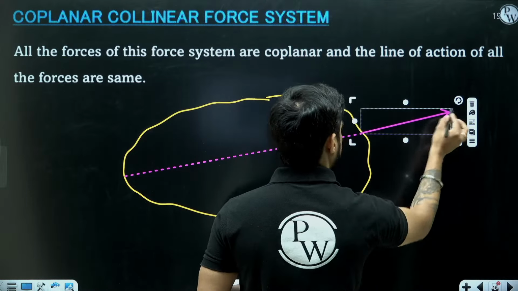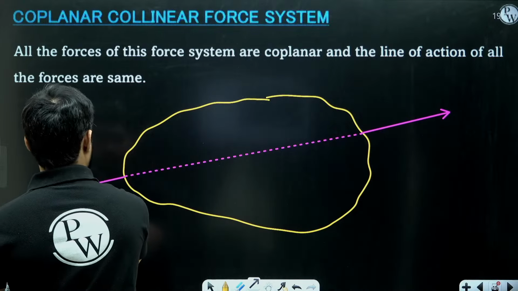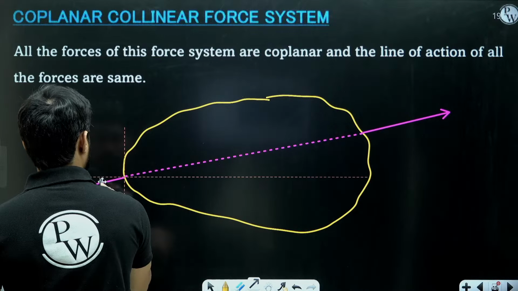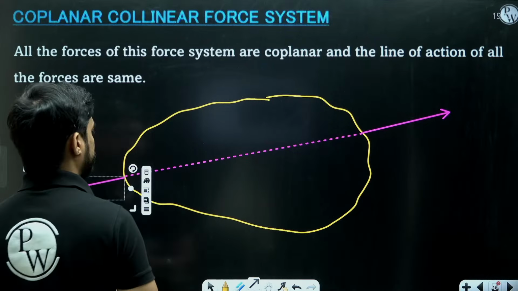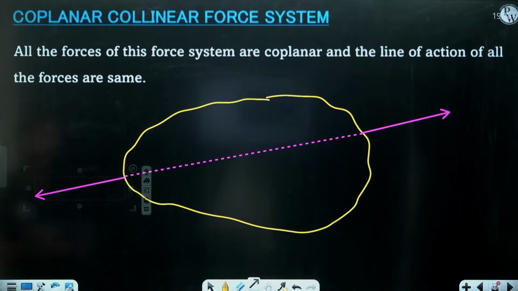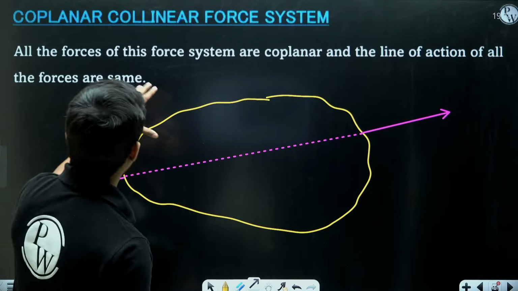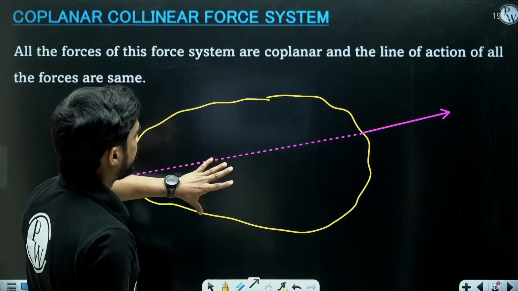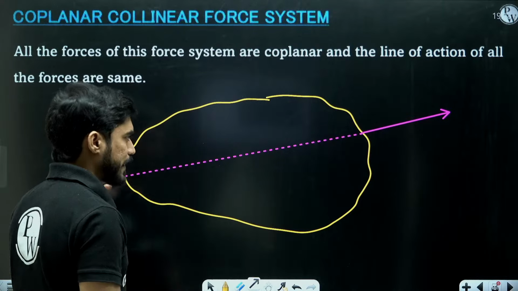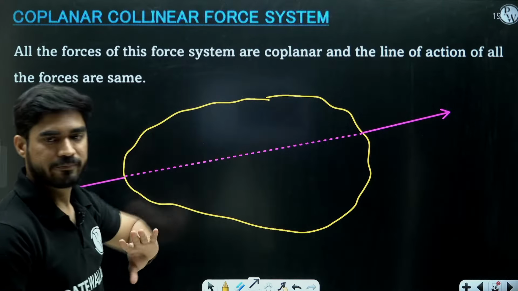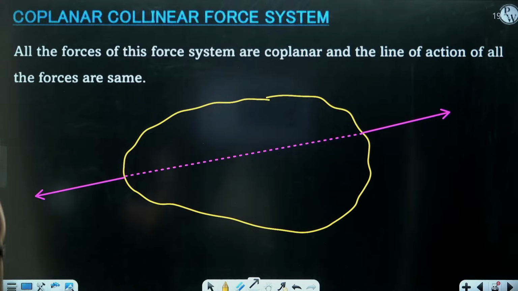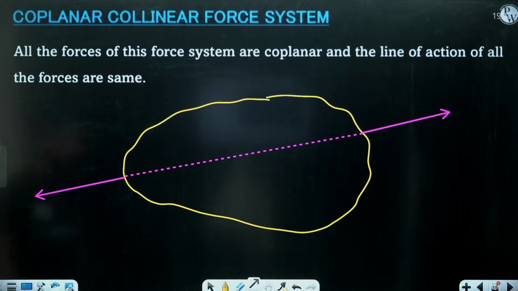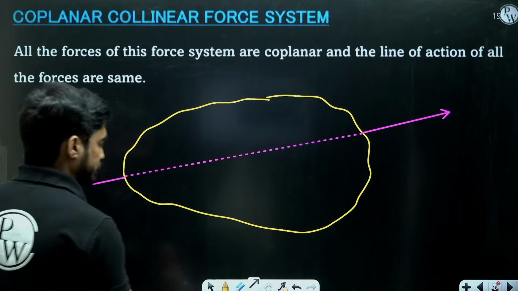This is one force. This is another force. Both these forces have the common line of action. So this type of force system is known as a coplanar collinear force system. All the forces are lying in the same line. Their line of action is same. Practically, can you think of an example of a coplanar collinear force system? Can you think of an example?